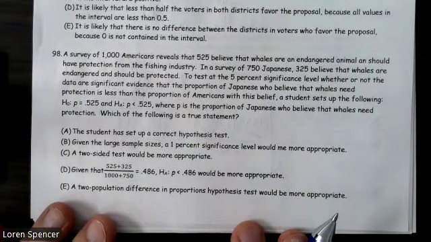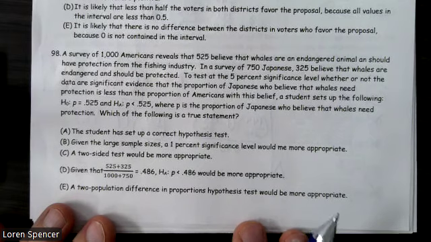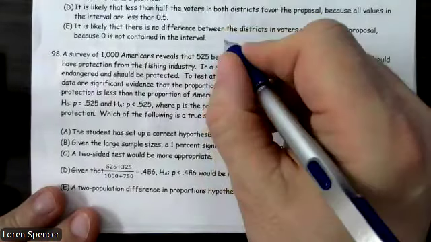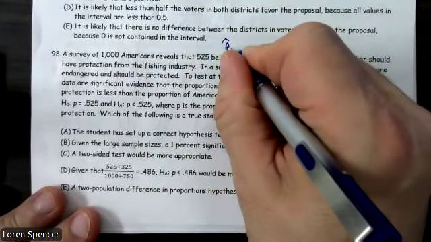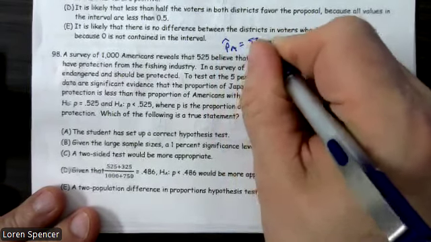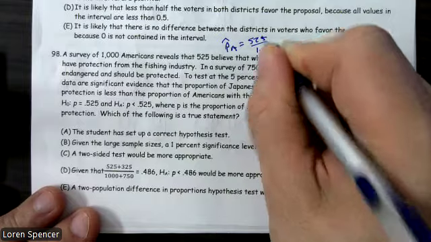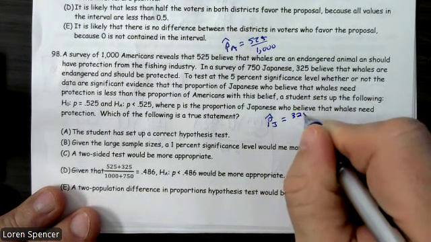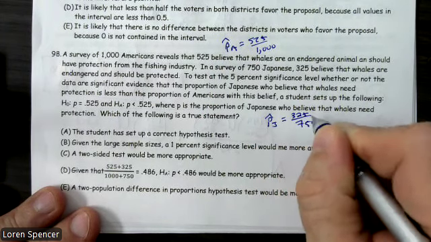All right, 98. A survey of 1,000 Americans reveals that 525 believe that whales are endangered animals and should have protection from the fishing industry. In a survey of 750 Japanese, 325 believe whales are endangered and should be protected. So for the Americans, we have a p hat of 525 over 1,000. For the Japanese, we have a p hat of J equals 325 over 750.